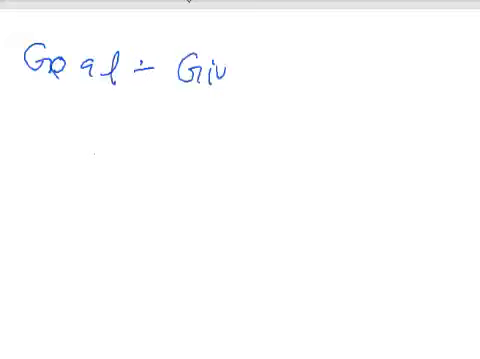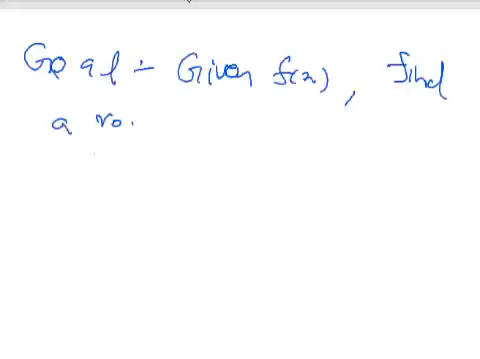So we already know the goal. What is the goal? The goal is, for a given function f of x, to find a root r such that f of r is equal to 0.